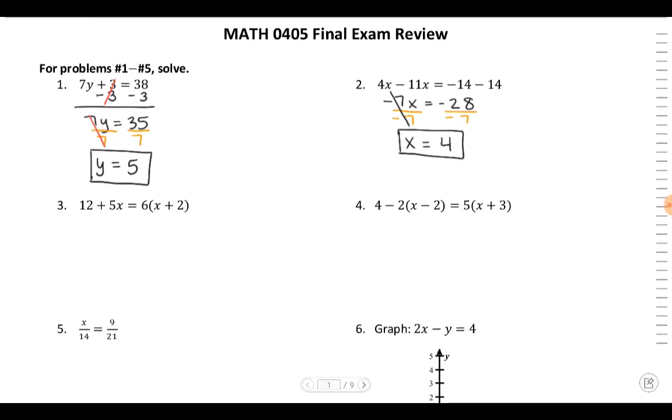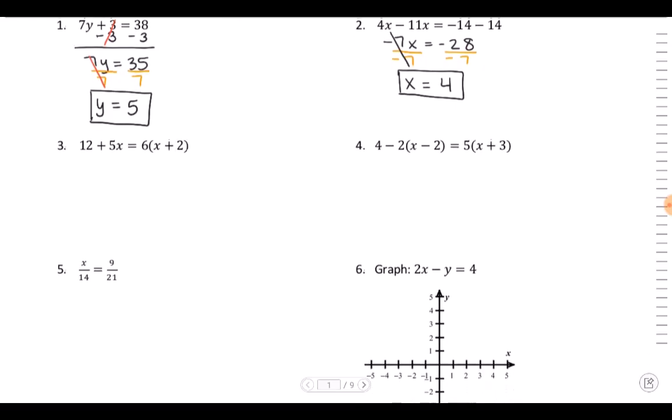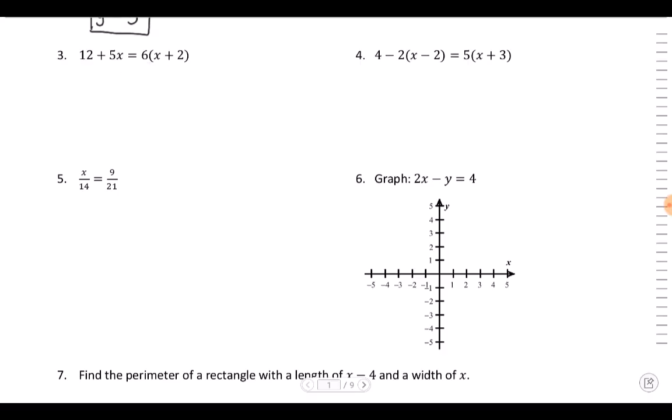Okay, on number 3, we have a set of parentheses on the right-hand side, and we need to remove them by using the distributive property. Now, your order of operations tells you that you need to start with parentheses, which means you want to add inside the parentheses. Unfortunately, the two things in the parentheses are not like terms. X and 2 are not like terms, so I can't combine them. So I have to move to the next step, which is multiplying. We will rewrite the left side, 12 plus 5x. And on the right-hand side, when we distribute, we get 6x plus 12.